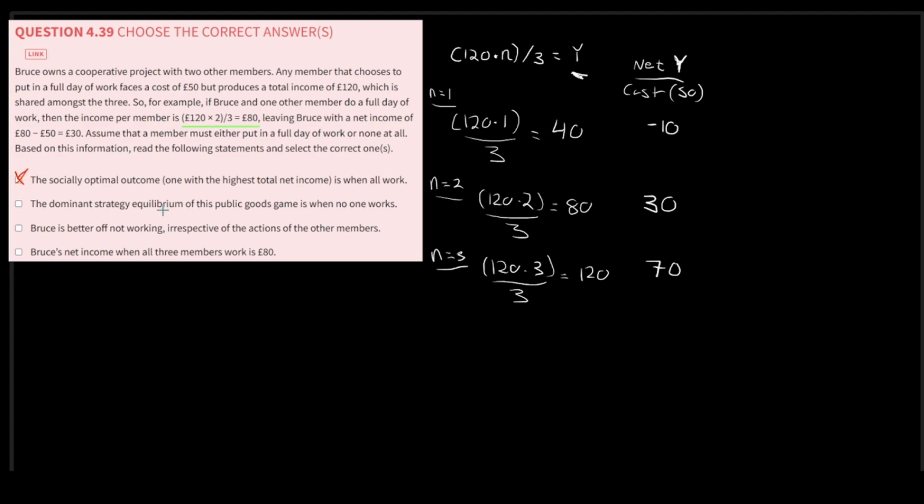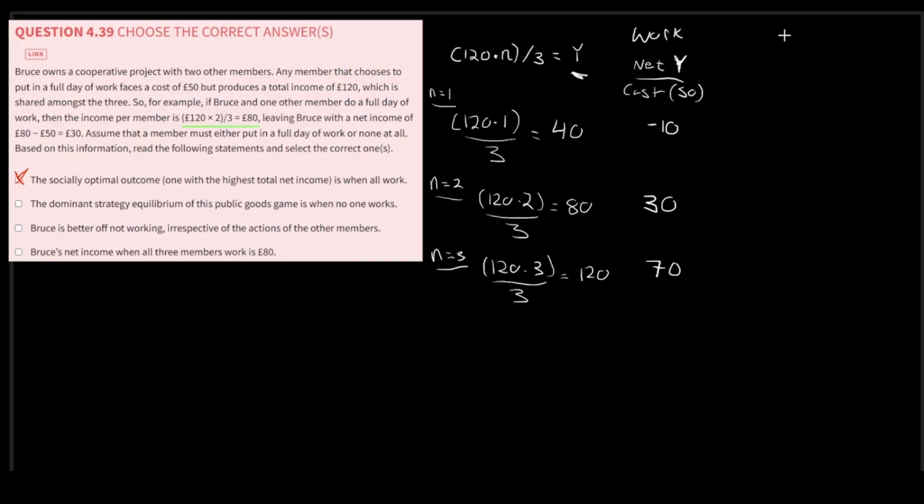What do we have? The dominant strategy equilibrium of this public game is when no one works. Okay, well, let's figure this out. Right now, I figured out, hey, what is the payoff, assuming I was the one choosing to work each time? So, if I worked, I got negative 10. If me and somebody else worked, we each got 30. And if all three of us worked, we got 70. So that was if work.